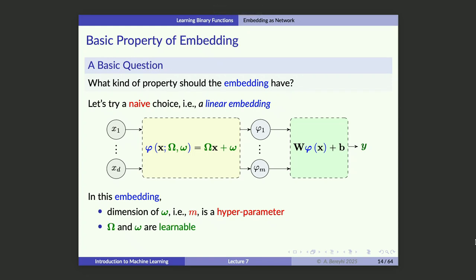And this omega, and I mean both of them, the matrix omega and the vector omega, both the linear transform and the bias, both of them are learnable, meaning that I assume they are free parameters, and I want at the very end to optimize everything with respect to the weights of the linear classifier and these parameters. Okay? Everybody's cool? Questions?